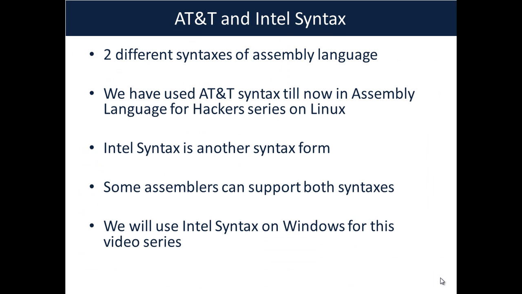Okay, so before we begin assembly language programming, there are a couple of things which one needs to note. Typically, there are two different syntaxes for assembly language: AT&T syntax and Intel syntax. In the assembly language primer for hackers in Linux, we use the AT&T syntax. The Intel syntax is what is typically used on Windows-based assemblers, and this is what we will use for this video series.